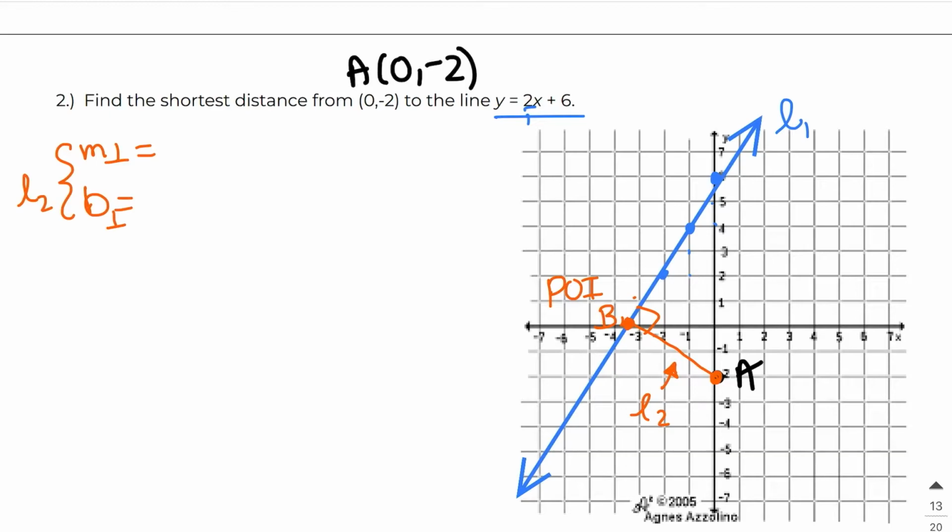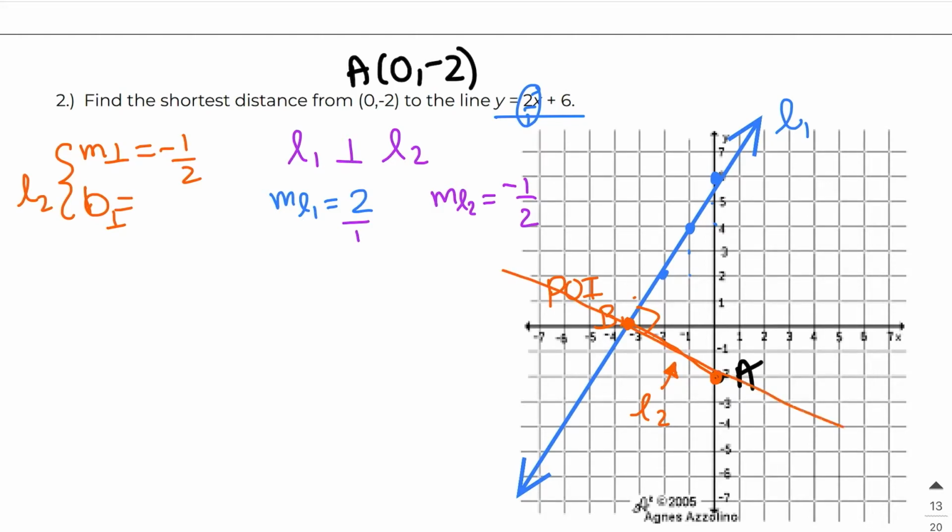Because L1 and L2 are perpendicular to each other, I can use the slope of L1 to find the slope of L2. And so since the slope of L1 is 2, then we can say that the slope of L2 is going to be -1/2. It's the negative reciprocal. Cool. But I still have to find B perpendicular. And so in order to find the equation of this line right here, I need to find what B is. So I'm going to use point A and solve for B.